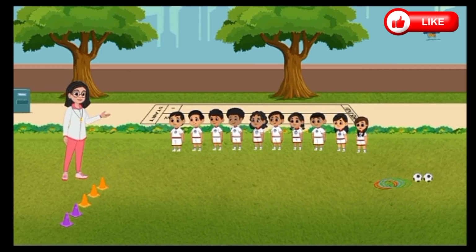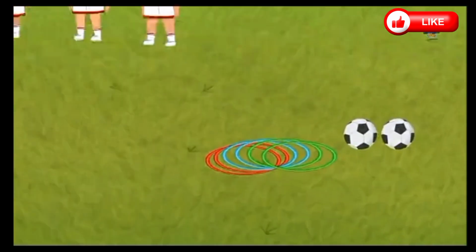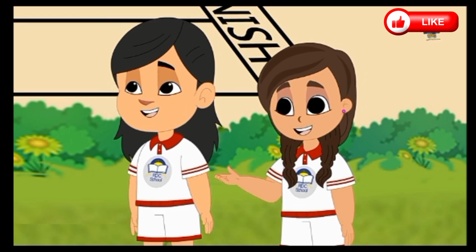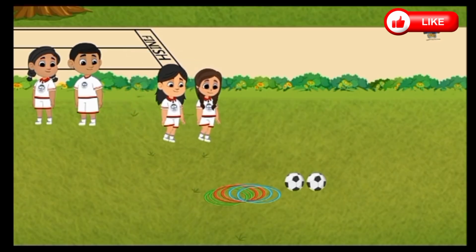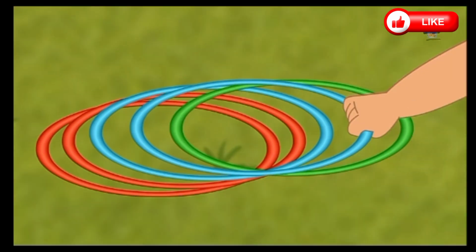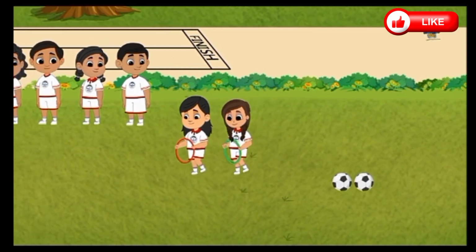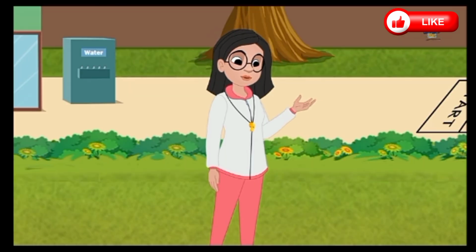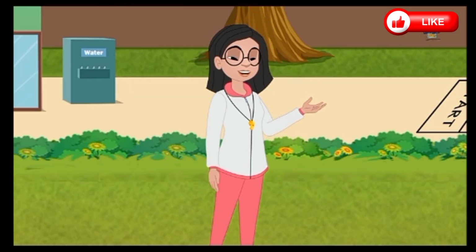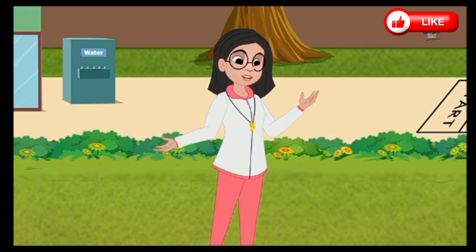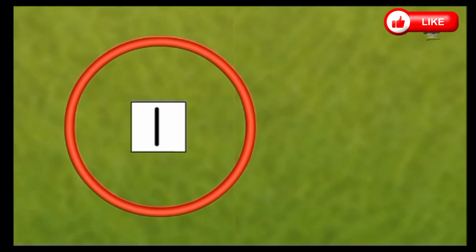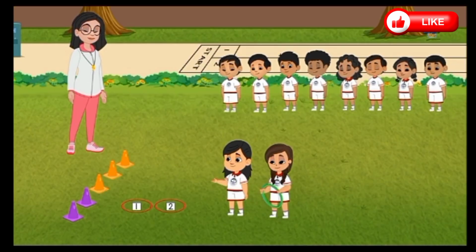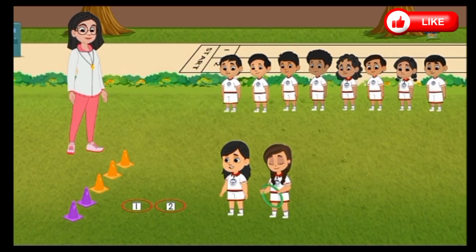Kiara and Tanu, please bring the hula hoops from there. Okay, teacher. Can we add these hula hoops to know how many do we have in all, teacher? Sure, Neil. First, we need to know the number of hula hoops that Tanu and Kiara have got. 1, 2. I have got 2 hula hoops, teacher.